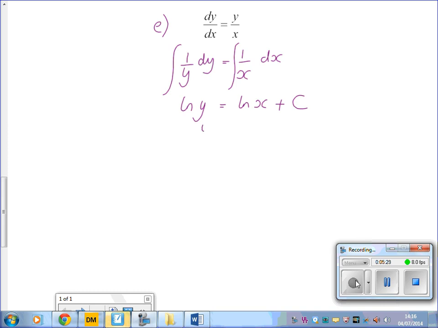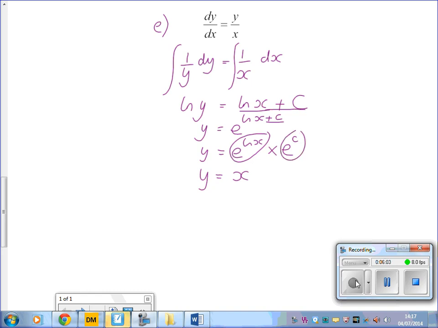So to get y on its own, same as before, I had to do e to the power of this side, so I've got e to the power of ln x plus c. I'm going to separate off this plus c to have y is e to the ln x times e to the power of c. So now then, here we've just got x, and because e to the power of c is a constant, I'm going to change it to be a and put it in front.